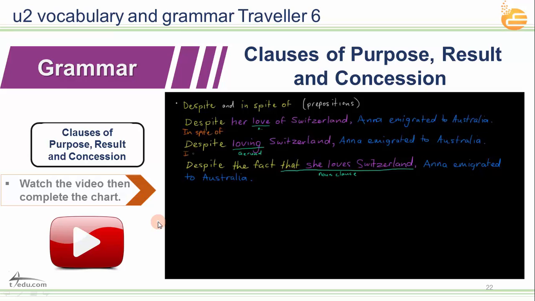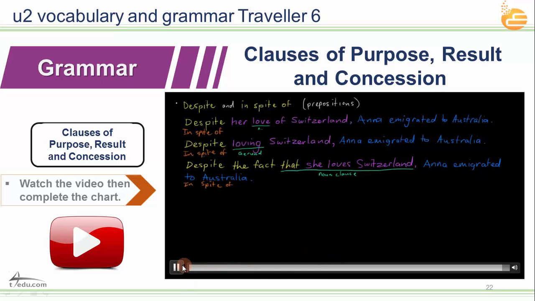As we have seen, you can start the sentence with despite or in spite of, and both of them mean the same. There's no change. In spite of, despite, love of Switzerland, and so on and so forth. As we just have seen, after despite or in spite of there's a noun, or a gerund, any verb with ing, and also we can have a noun clause after all these. So despite or in spite of, they're a little bit different, and this is all about this lesson.